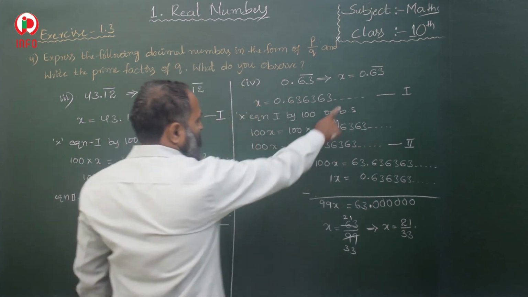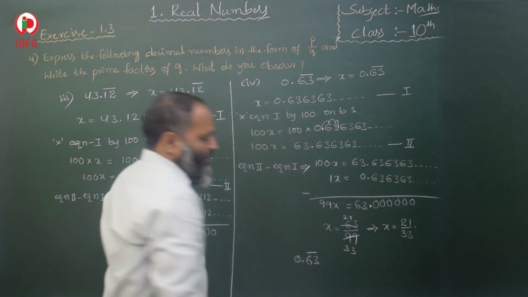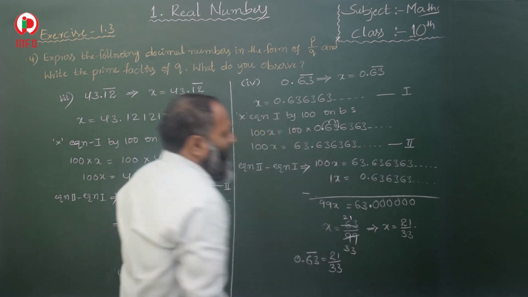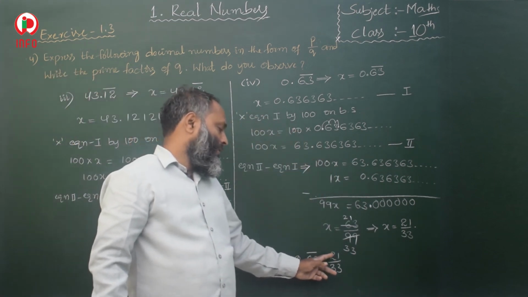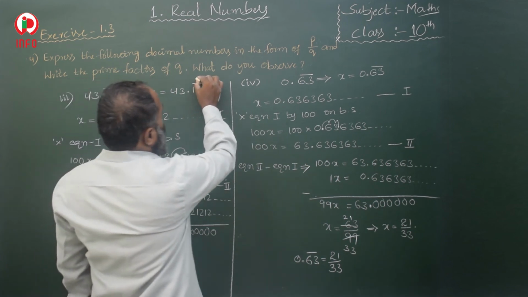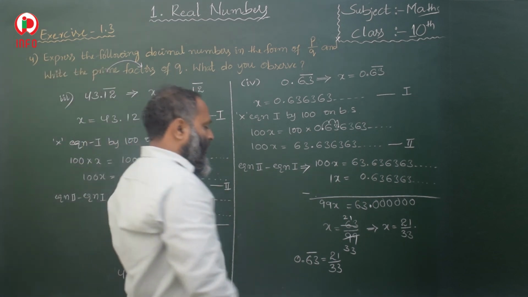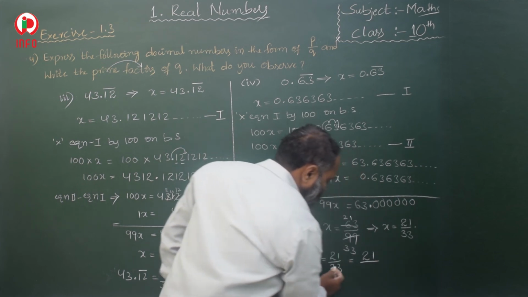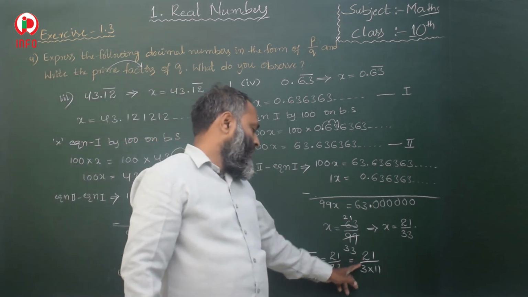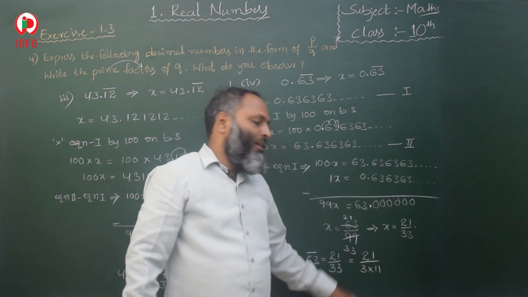So what is our x? Our x is 0.63 bar. 0.63 bar is equal to 21 by 33. So this is in p by q form. After writing that into p by q form, we should split into prime factors. We should write the prime factors of the denominator, that is 21 by 33: 21 as it is, 33 means 3 11s are. So here the denominator prime factors are 3 and 11.